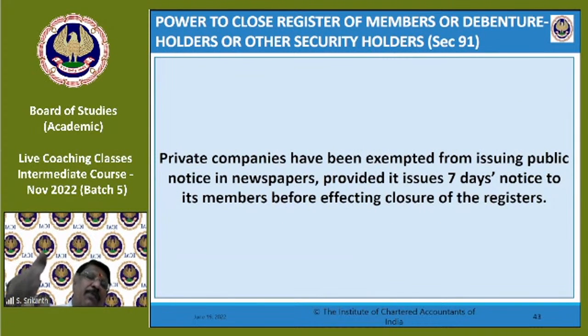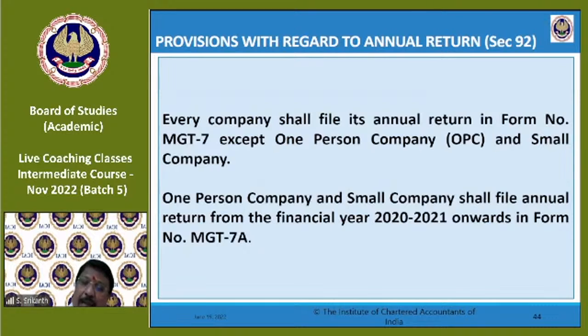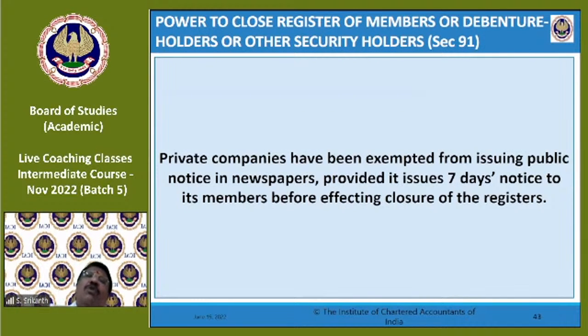Private companies also have been exempted from giving public notice when they are closing the register of members. During closure of the register, it cannot be inspected also. During the closure date, it cannot be inspected. Again, I assure you, this was relevant in those days when manual records were maintained. Today, in today's format, it is not important.